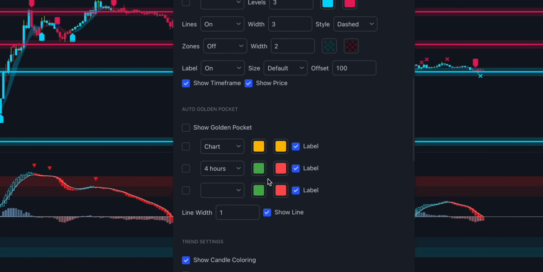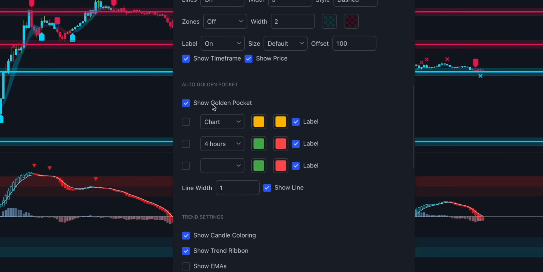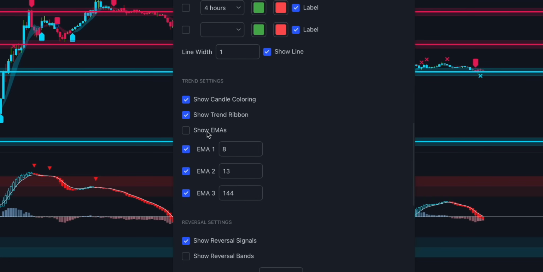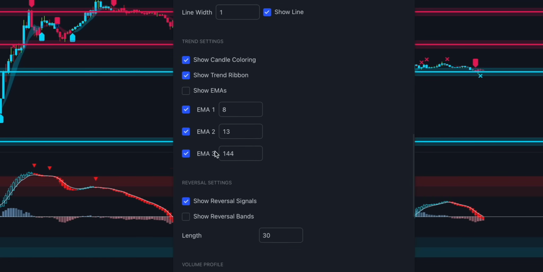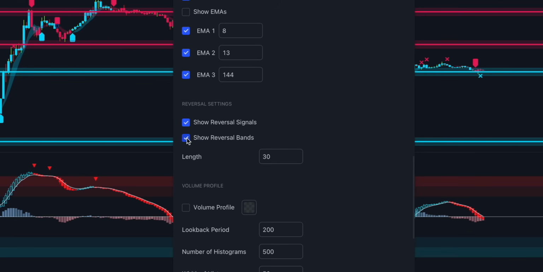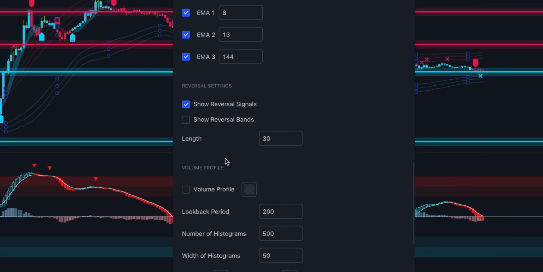Many traders prefer to use golden pockets, reversal bands, or even moving averages. This indicator is very convenient, as you don't have to add 3 or more different tools to the chart. You can use the free TradingView plan and still analyze price action like a professional.